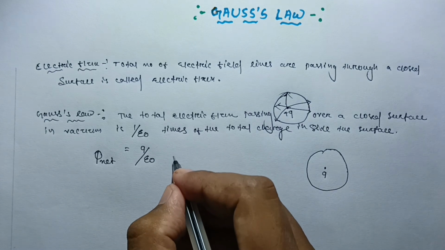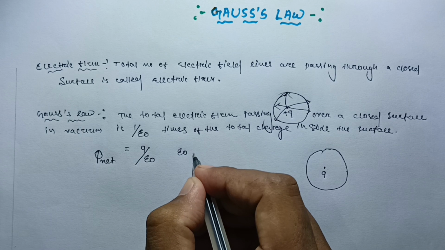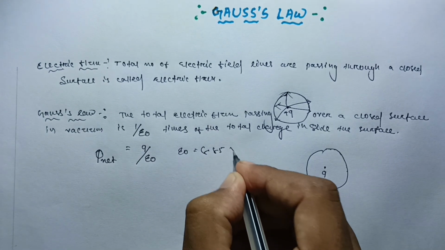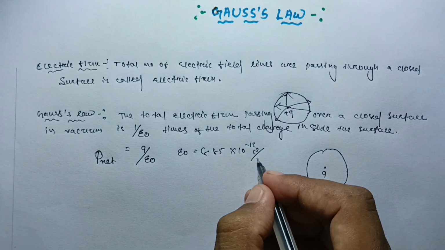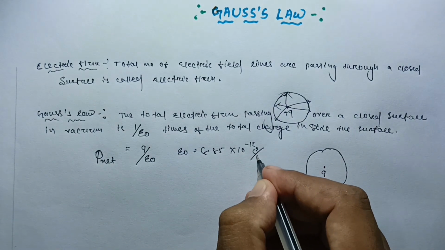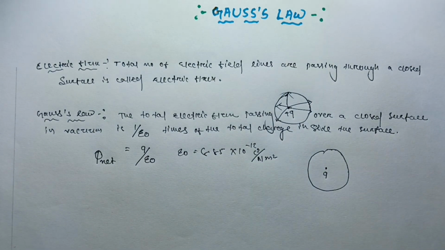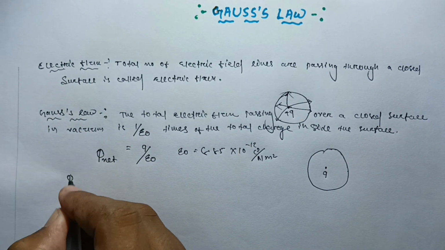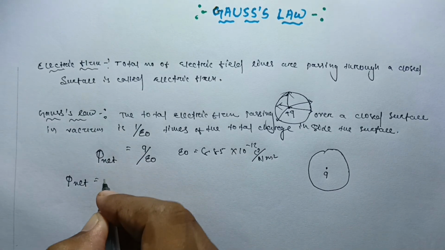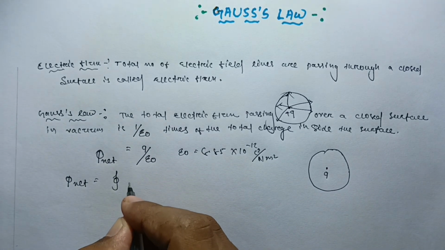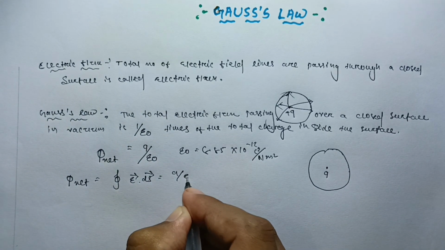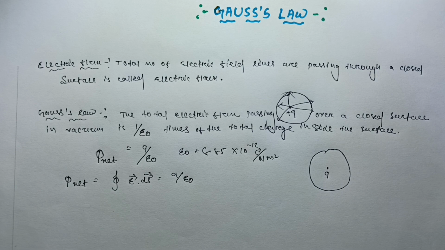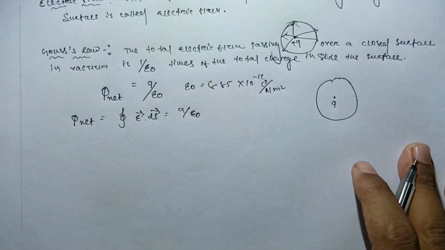So the epsilon naught value is equal to 8.85 into 10 to the power minus 12 coulomb square per Newton meter square, right? We can write it as the closed integral of E vector dot ds vector equal to q by epsilon naught, right? So let me prove this law. Okay.